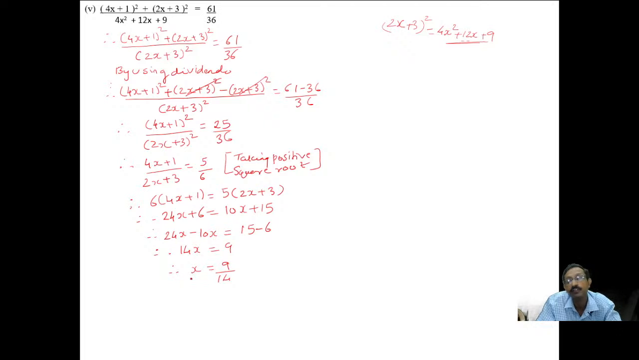Can I reduce it further? I cannot reduce it further. So, therefore, the value of x is equal to 9 upon 14. So, thank you children. We will be continuing in our next session.